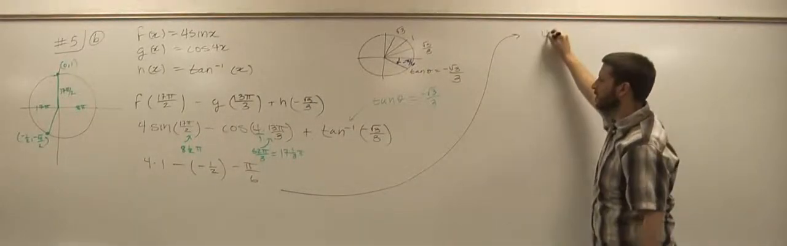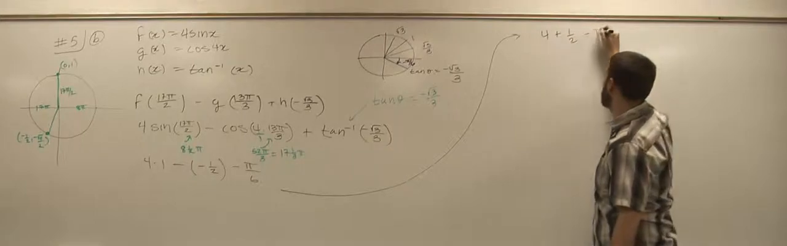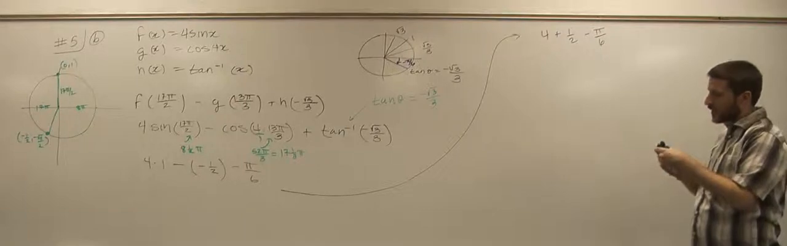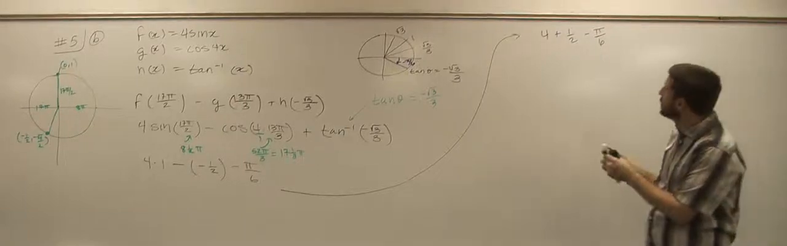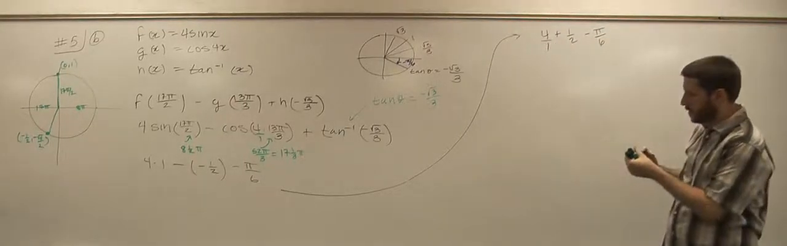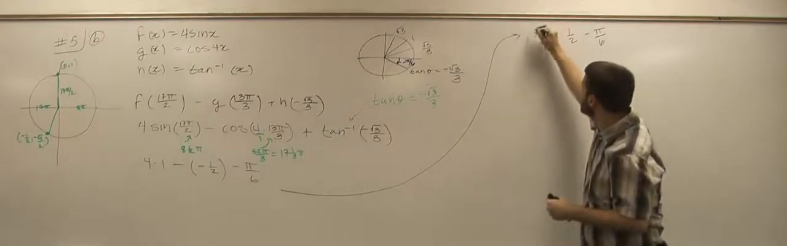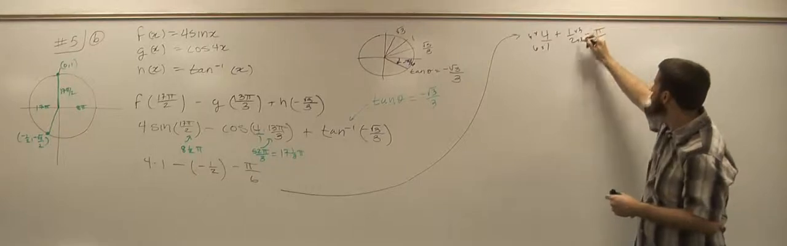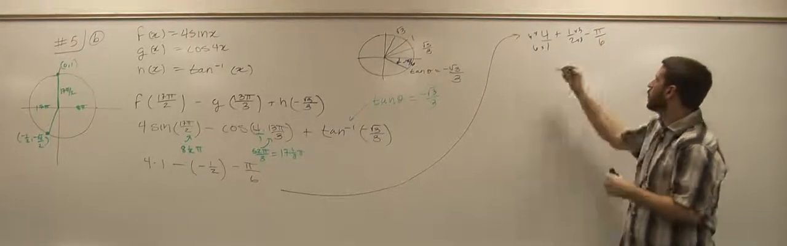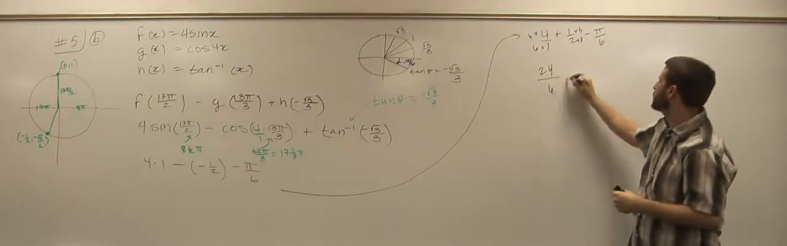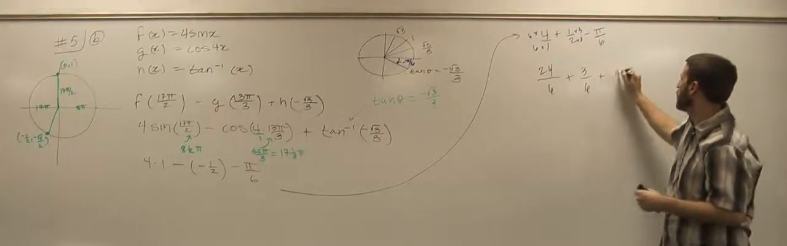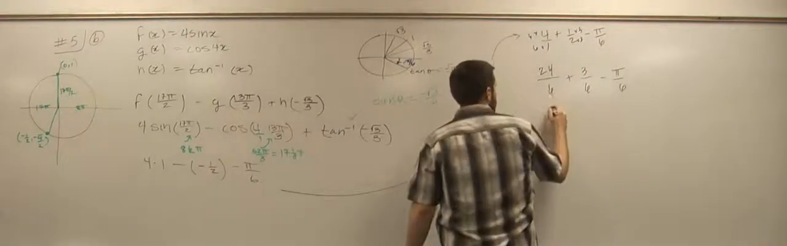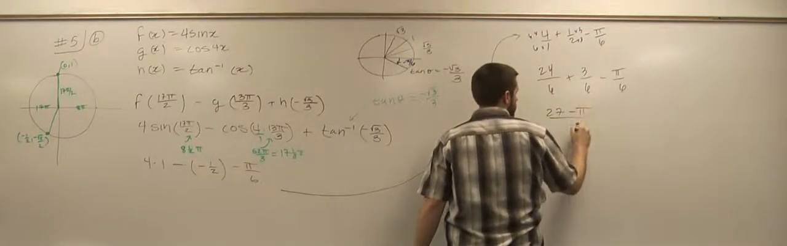So now you just have to calculate 4 plus 1/2 minus pi over 6. I guess you can get a common denominator, which would be 6. Make this 4 over 1, multiply by 6 over 6, multiply by 3 over 3. 24 over 6 plus 3 over 6, oh, minus pi over 6. 27 minus pi over 6.